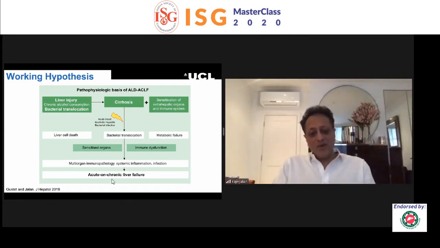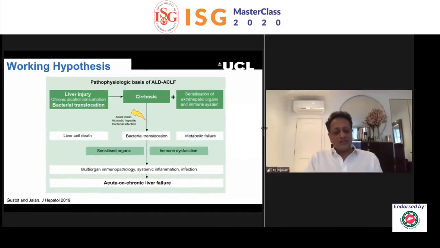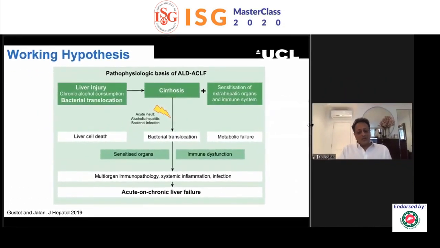When they reach this point of multiple organ dysfunction, we don't think that the underlying etiology of how you got there matters. Of course, your treatment paradigms may be different. If you've got hepatitis B, you'll give them tenofovir or entecavir or something else. But if you've got alcoholic hepatitis and you had a new drug, you'd use that. But once you reach acute and chronic liver failure, your prognosis and your pathophysiology is dictated by the disease entity, by the failure of organs as opposed to the underlying etiology.